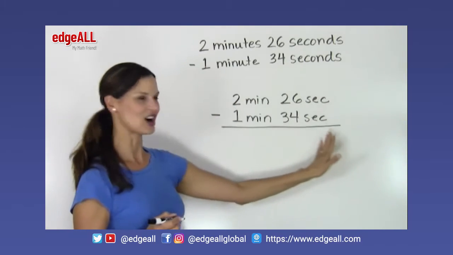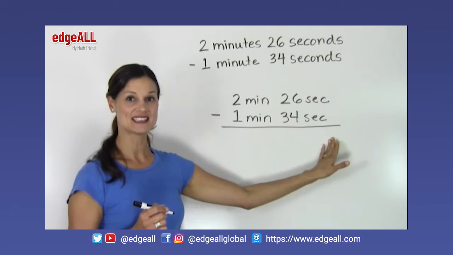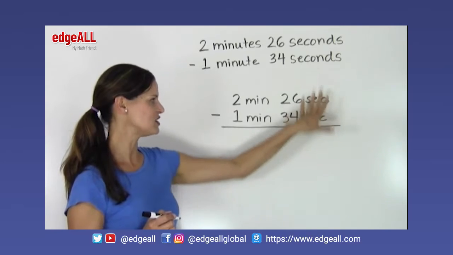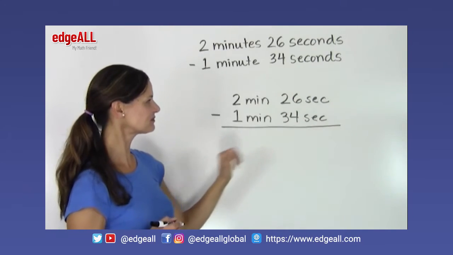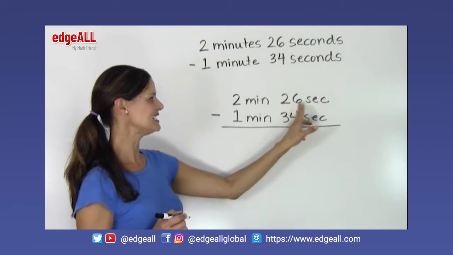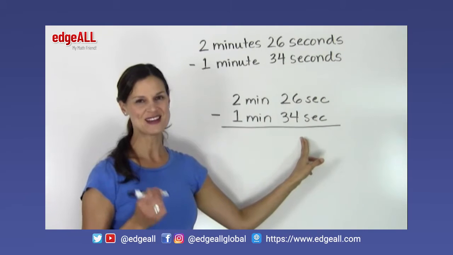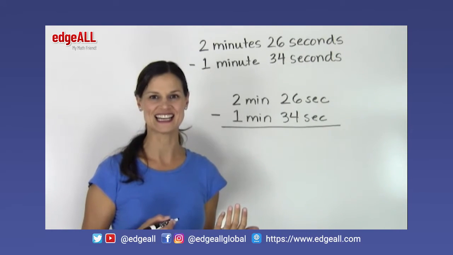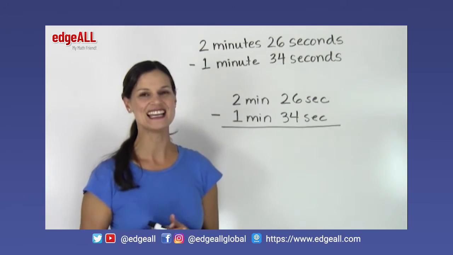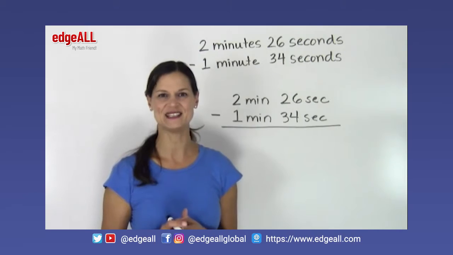So we're going to start on the rightmost side, just like we did with our addition, and start by looking at the smallest units over here of seconds, and begin with this subtraction. So we have 26 minus 34. We know that we cannot subtract 34 from 26 since 34 is bigger than 26. So what are we going to do?